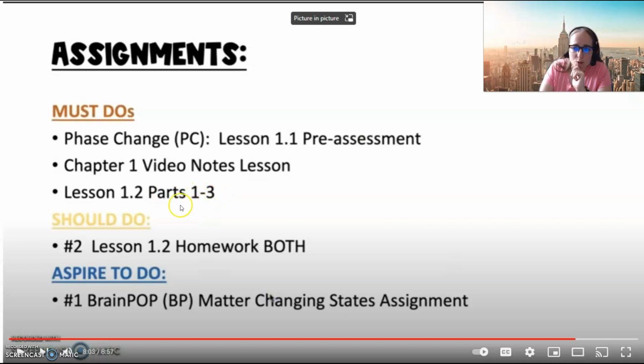If you get done with those before the end of the class period, then you should work on the should-dos. Number 2 is going to be lesson 1.2, and it's both of the homework assignments. Those should help add to your understanding and help bump up your grade as well. So the last thing is, if you finish that, you can start on the Aspire to-do. That will be the number 1 BrainPOP, the matter changing states assignment. So you can start working on that as well.